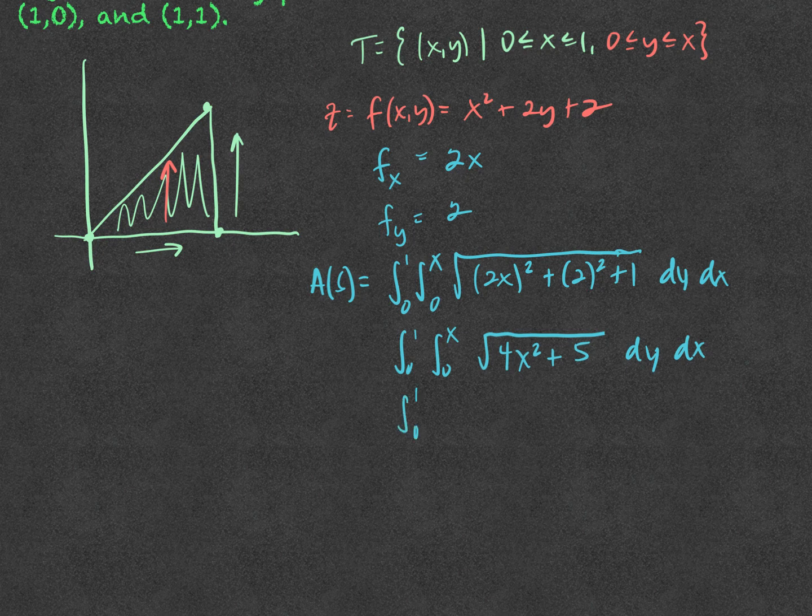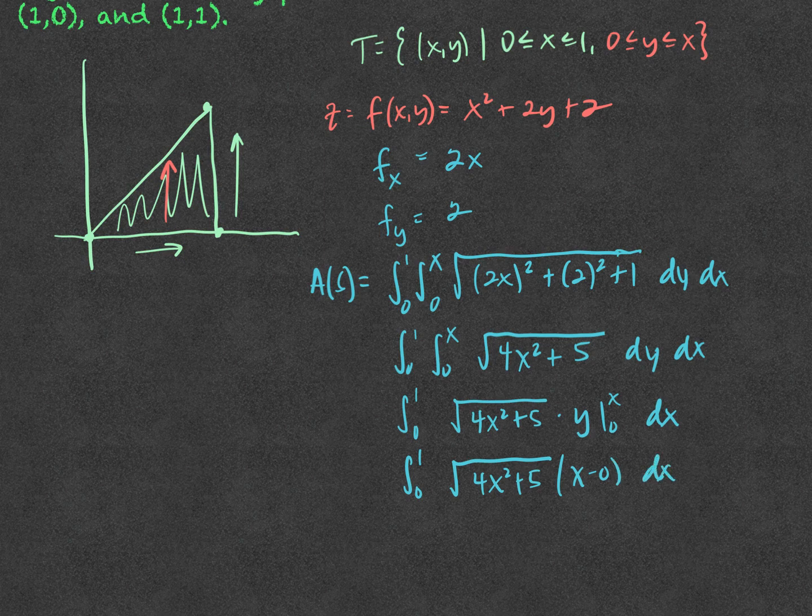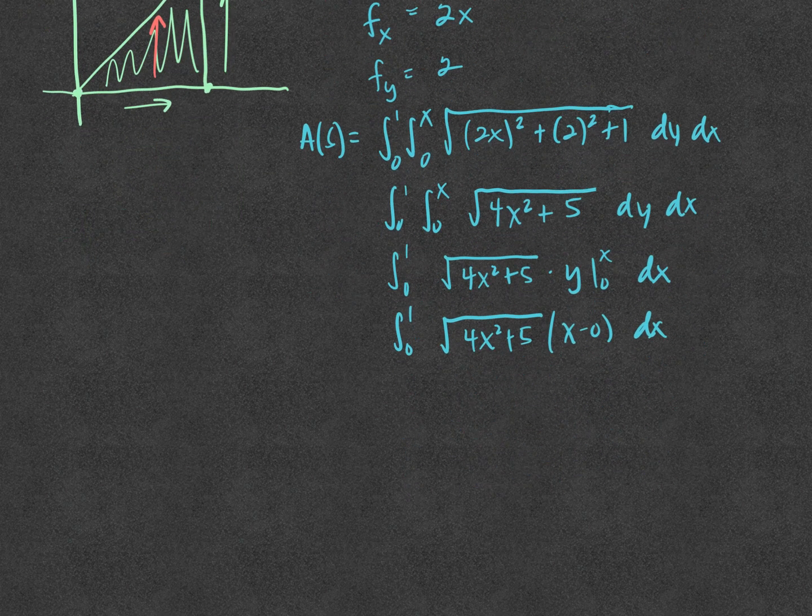So when we integrate with respect to y, all of this stays the same because it is a constant. And we're going to say times y from 0 to x. And so let's bring down the whole integral thing. We have the square root of 4x squared plus 5, parentheses x minus 0, which means x. So let's move that x out front. The integral from 0 to 1, x times the square root of 4x squared plus 5 dx.